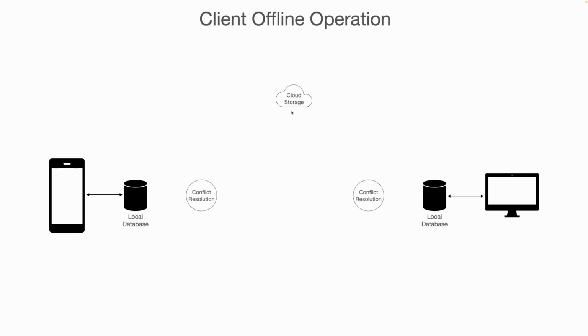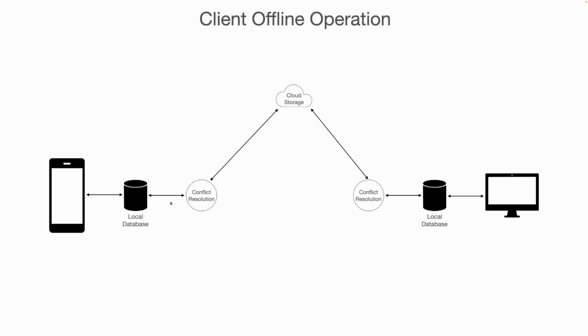The next is the client offline operation. In today's world, there are multiple apps, mobile apps or desktop apps, that can work in offline mode without any internet. And when the internet comes up, they can sync their data to the cloud storage. The same thing is happening here. The user is using the mobile app and also the desktop app. Mobile app and desktop app store the data in their local storage, and the data is syncing to the cloud storage. We will discuss conflict resolution in some time.